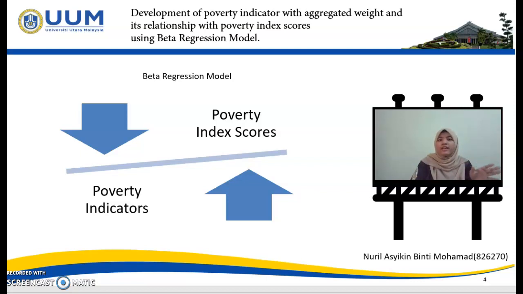However, the OLS or ordinary least squares regression is not appropriate for regression with a bounded dependent variable, such as index variables. In order to avoid biased estimators and hypothesis tests, regression techniques that are suitable for the analysis of bounded outcomes are needed. As the poverty index lies between 0 and 1, this study will apply beta regression to analyze the relationship between poverty indicators and poverty index scores.